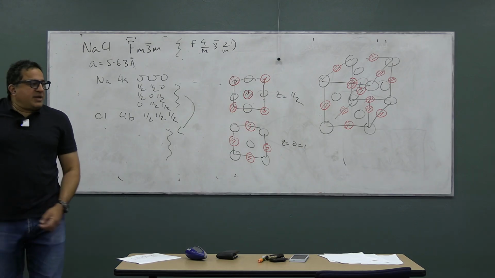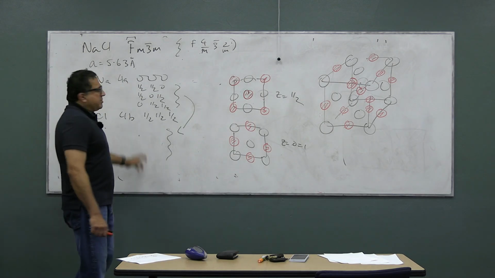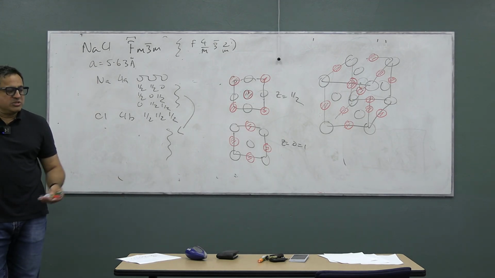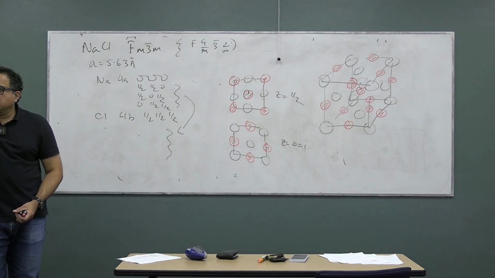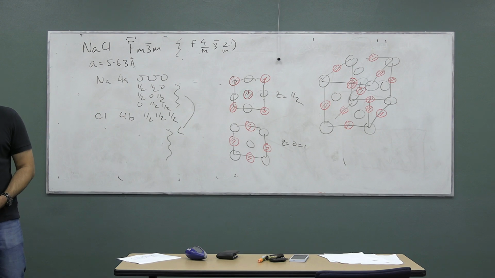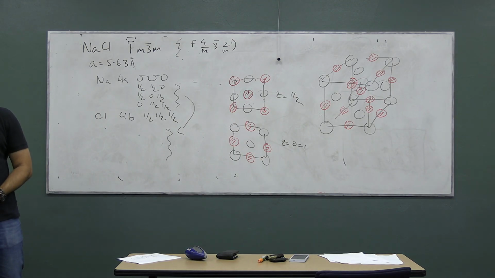In the space group tables, I told you that these are the positions of the sodium and the chloride atoms. How do we know that those are the positions? Where is that information from? Where is the information that sodium goes at 0, 0, 0 and chloride goes at half, half, half? Where does that information come from? Does it come from the space group tables? No. It comes from X-ray experiments, right?